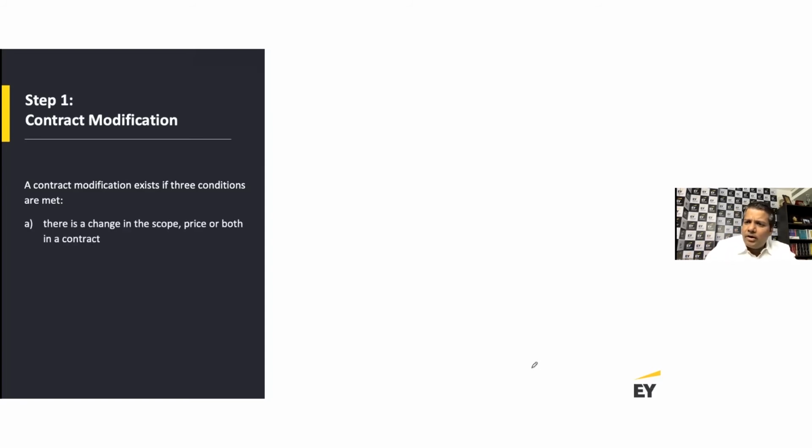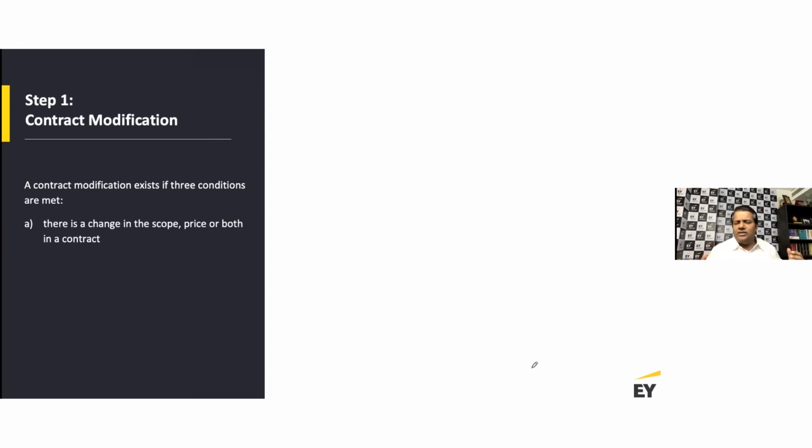What is a contract modification? You already entered into a contract. Now both parties are coming together and they're changing either their rights and obligations, or the contract consideration, or they're adding some scope to the existing arrangement.